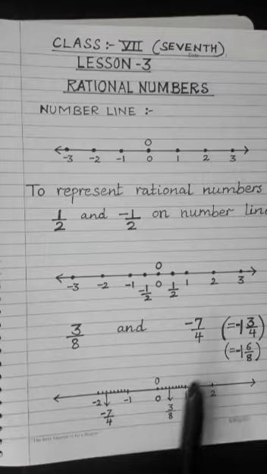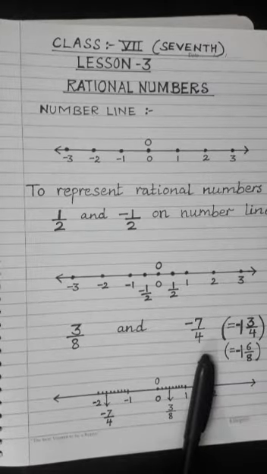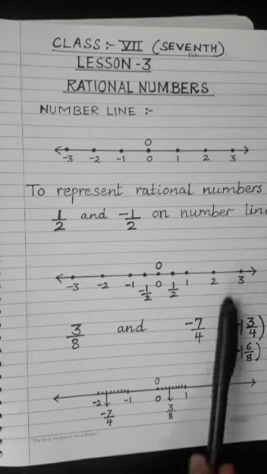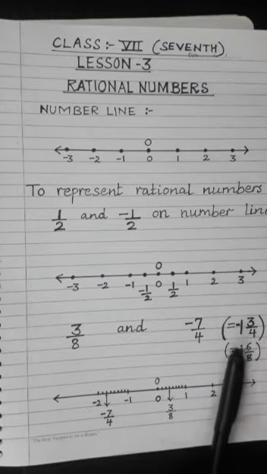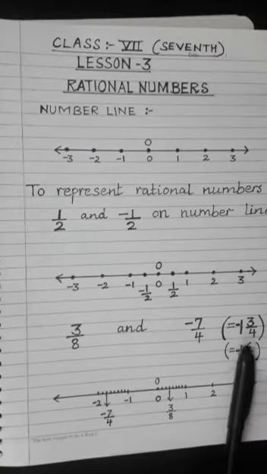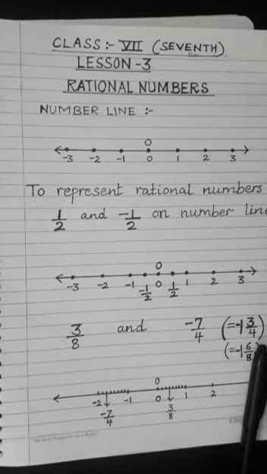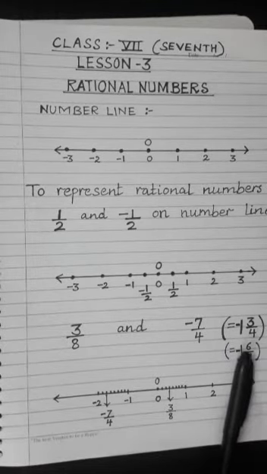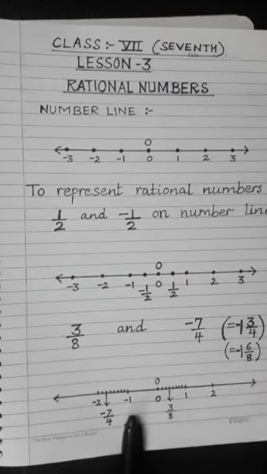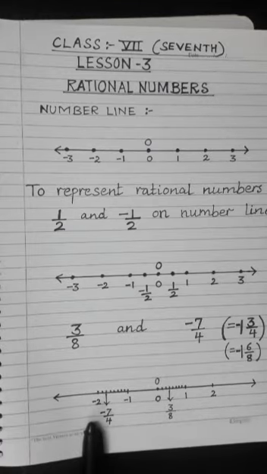Now, we'll go to -7/4. You know this is an improper fraction, and if we write it as a mixed fraction, it will be written as -1 whole number 3/4. That means it lies somewhere between -1 and -2. It will lie on the left hand side of 0.